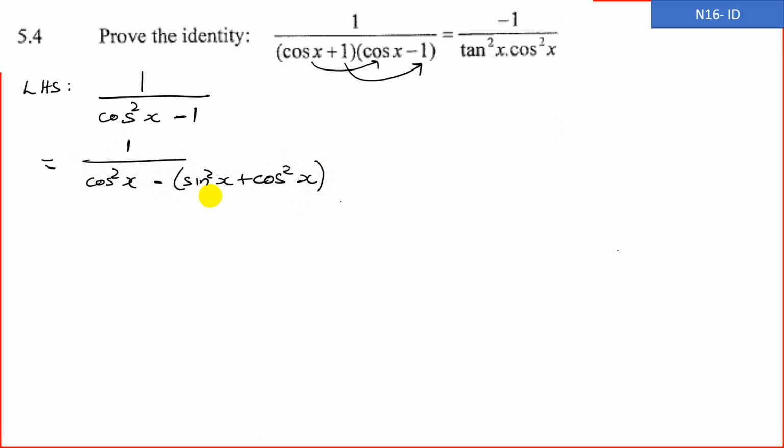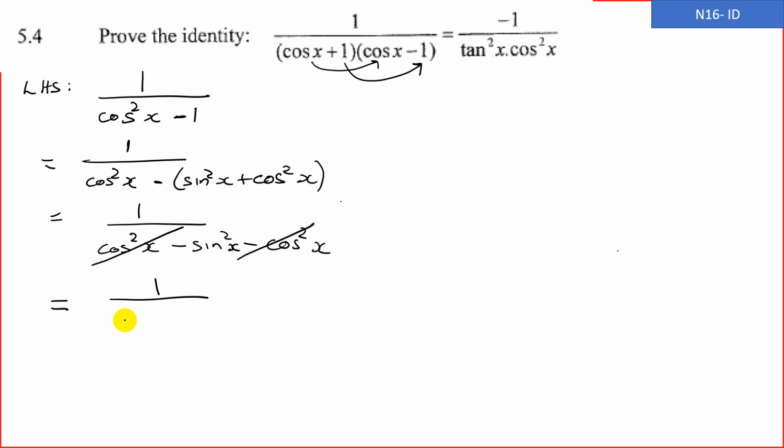And the negative will change your signs, and you're going to end up with 1 over cos squared x minus sine squared x minus cos squared x. And you'll notice that your minus cos squared and your plus cos squared x will cancel off. So now we've got 1 over minus sine squared x. And I'm going to park it right there at the moment, and go to my right-hand side and look at what's happening on the right-hand side.